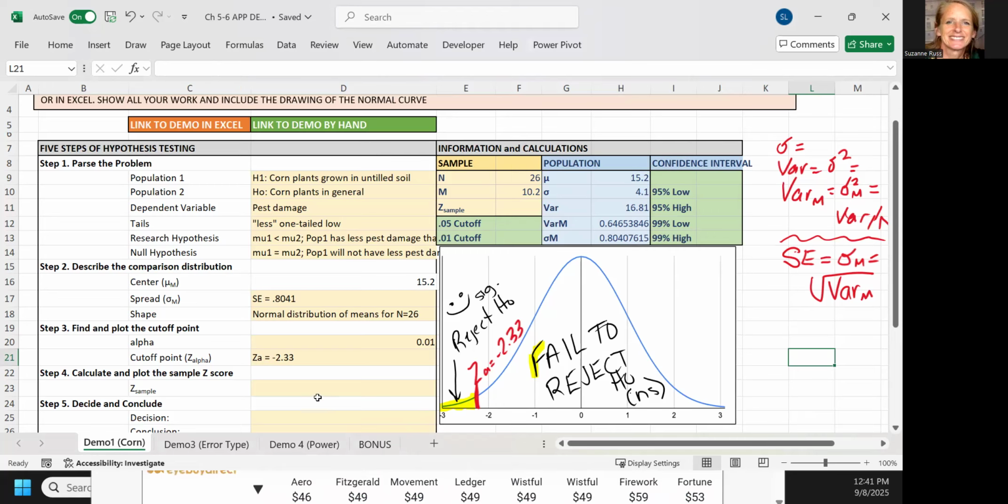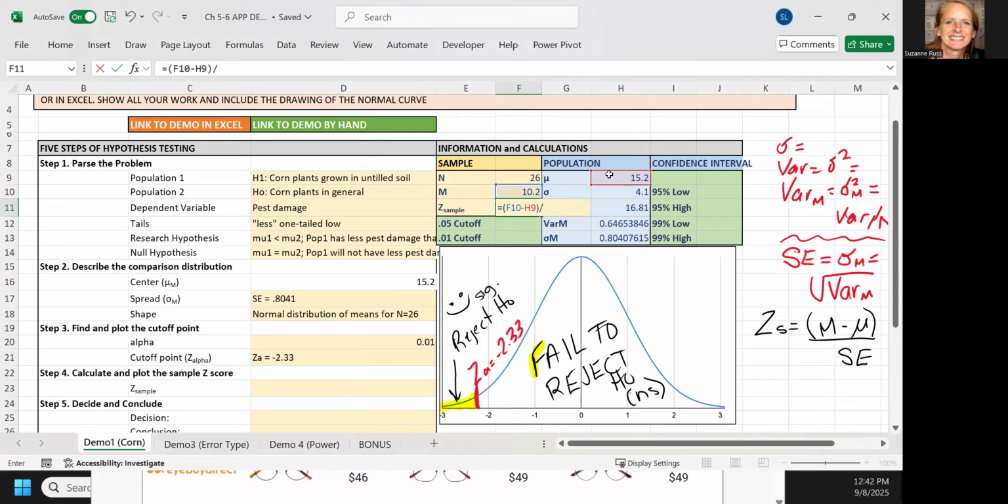All right, continuing on, we calculate Z sample. The formula for Z sample is just sample minus population mean divided by spread. In this case, our sample is M, our population mean is mu, and we're dividing by whatever the spread is. In this case, our spread is SE, or sigma M. And so let's go ahead and solve that formula. Equals, parentheses, sample mean minus population mu, divided by sigma M.